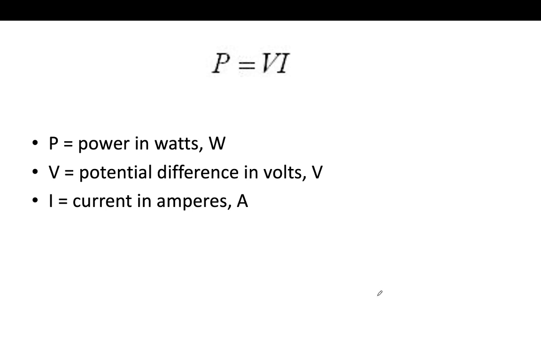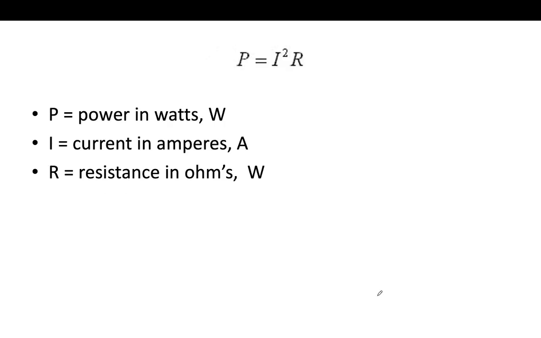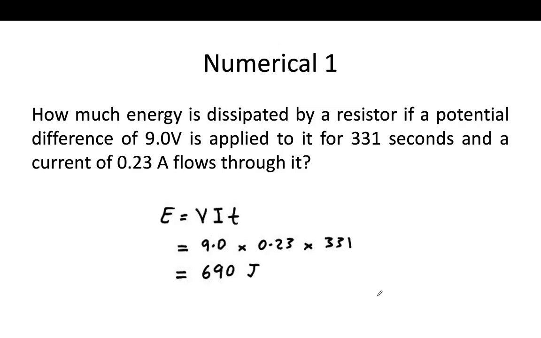Secondly, if we want to measure the power, we will use the formula P is equal to VI, where P is the power and it will be measured in watts. Again, V is the potential difference in volts, and I is the current in amperes. Now if we want to calculate the power using P is equal to I squared R, P will be in watts, I will be the current in ampere, and R is the resistance in ohm.